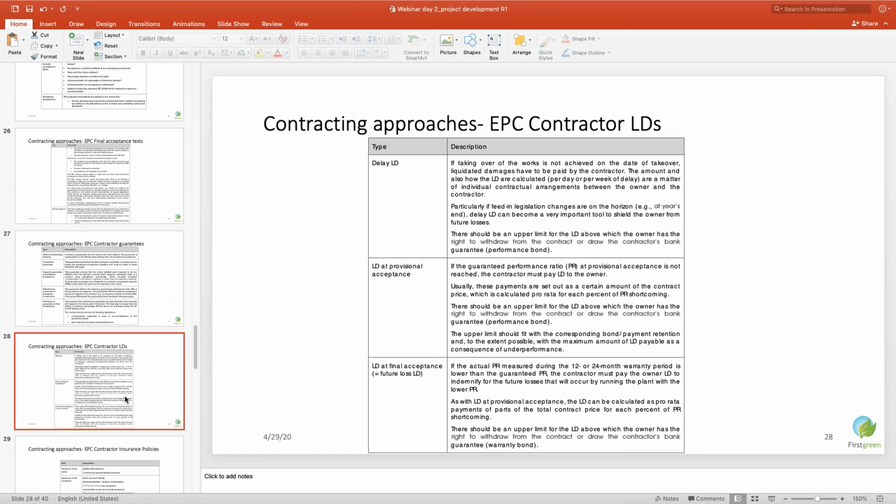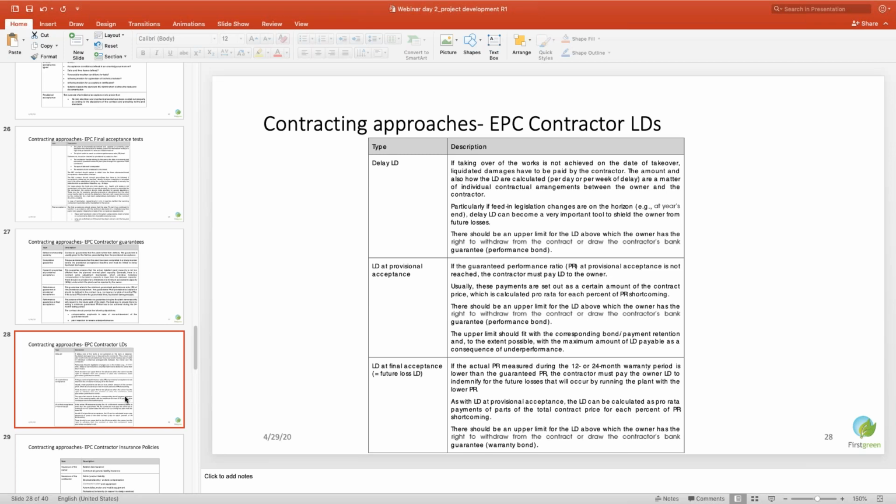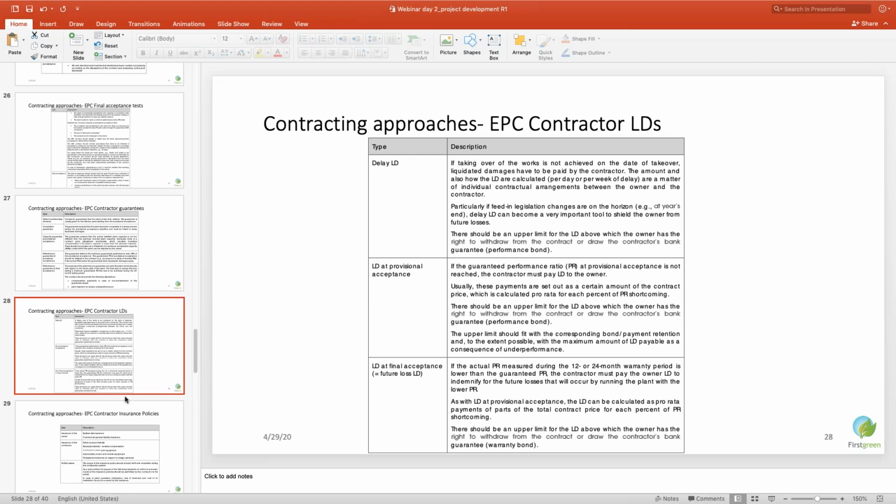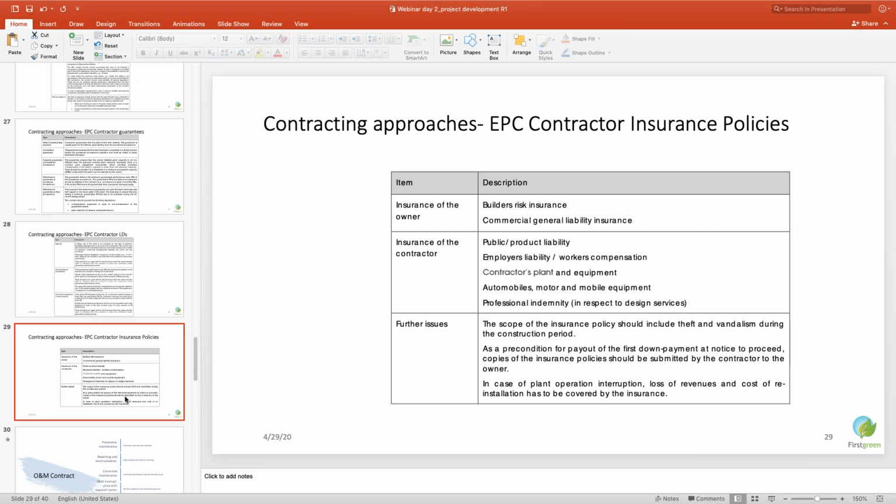Of course, there are LDs. We discussed them, so I'm just skipping them. This is a very important aspect. Many times people ask me what type of insurance policies are required to be taken by the EPC contractor. Typically, a contractor's all risk policy he has to take, and the owner has to take a general liability insurance policy.